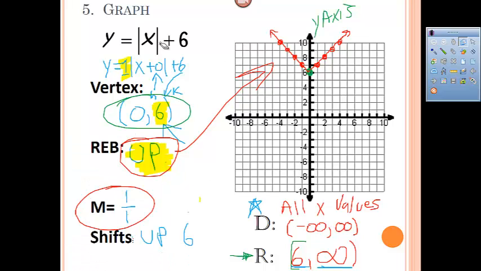So now this is graphed with domain and range, and all the shifts, the vertex, and the direction for the right end behavior.